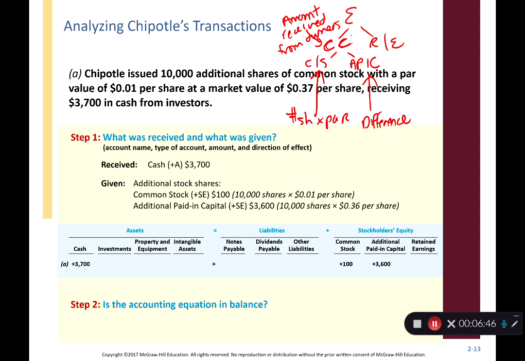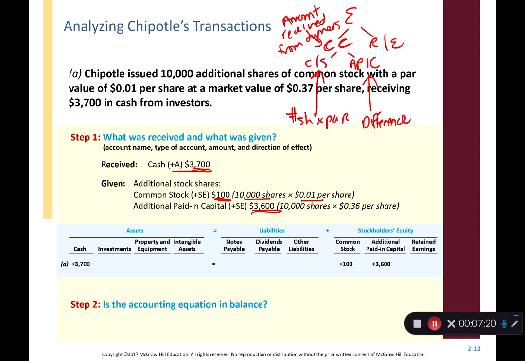To determine the amount that goes into common stock and additional paid-in capital is just sheer memorization. You have to remember that common stock is always number of shares times par. So they took the 10,000 shares times a penny to get the common stock amount. And then additional paid-in capital is the difference. Well, what's the difference? 10,000 shares times a penny is $100. $3,700 was the cash we received. $100 is what goes into common stock. So the difference to make it balance is $3,600.